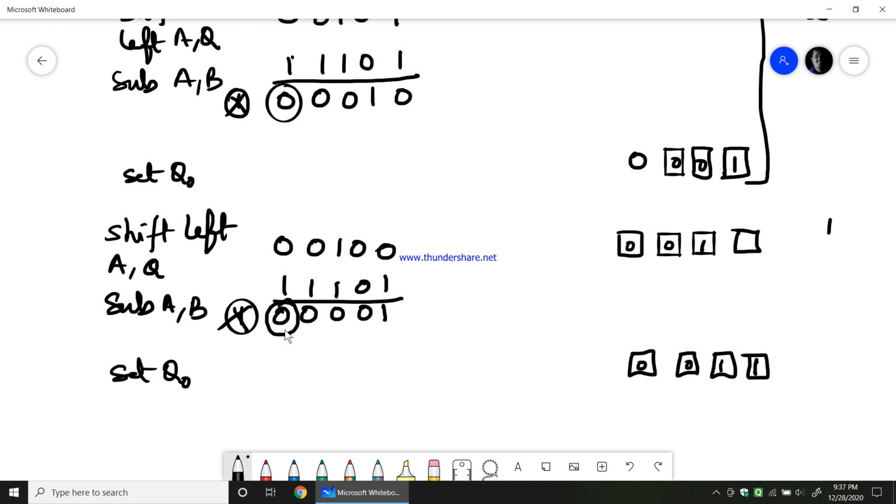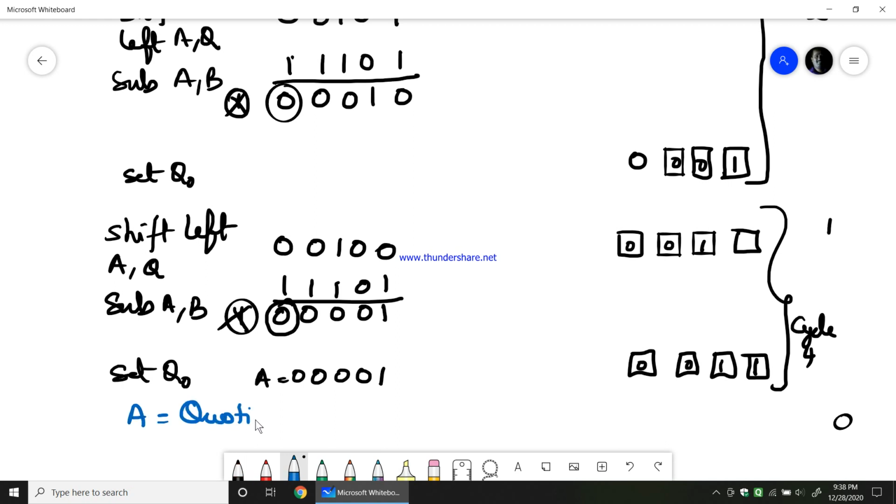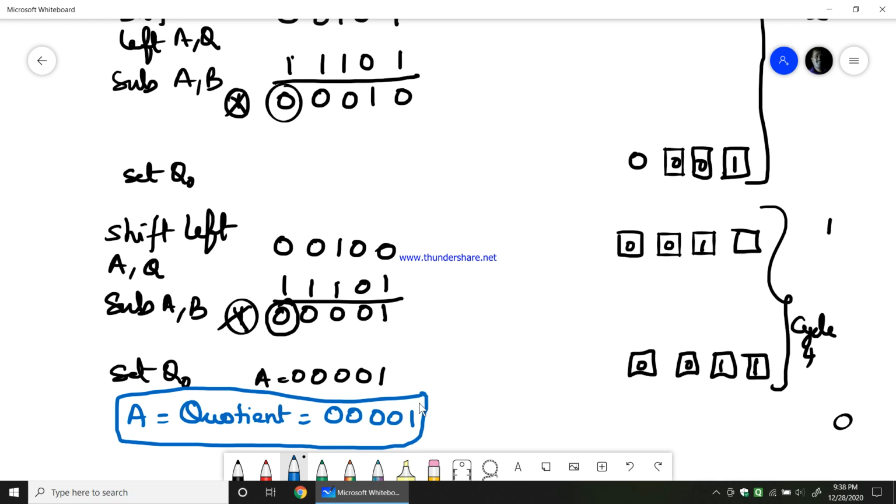And A will be equal to 0 0 0, four zeros and 1. And now this is cycle 4 complete. Now I'll take the N value, decrement it, it becomes 0. Therefore, once N is 0, this is the end. You see at the end, whatever you got in A is the quotient, which is equal to 0 0 0 0 1. This is the value of the quotient at the end. Whereas the Q value that we have got, which is 0 0 1 1, this is the value of the remainder.